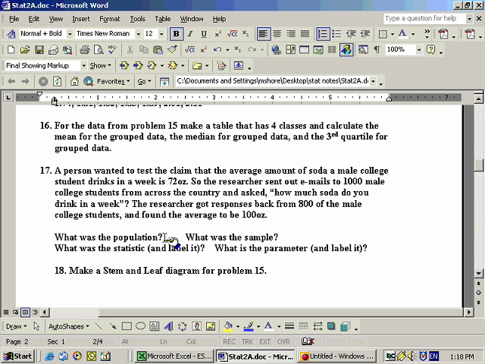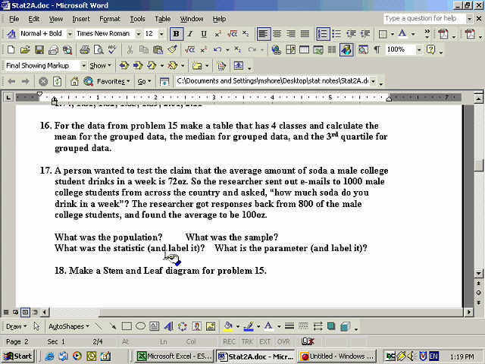What was the population? Well, I believe male college students was the population. The sample was not 1,000 males. It's the people that did reply back to your questionnaire. So your sample was actually 800 male college students.